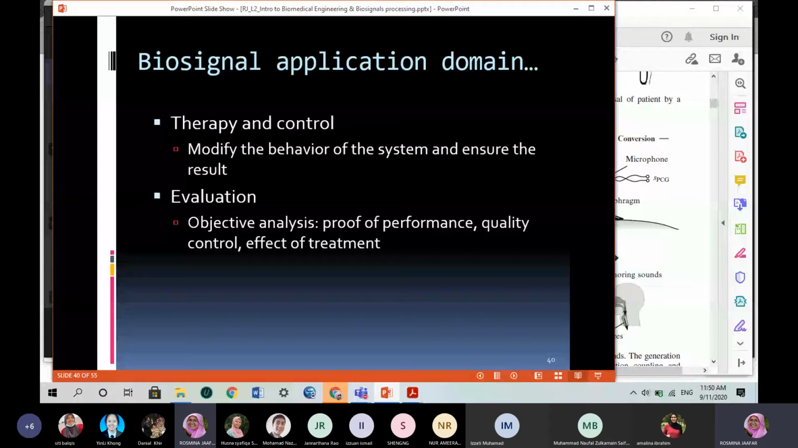Because sometimes after the person has been seeing the doctor, taking medication, you want to confirm the person is already healthy. So you need to do analysis of them as a proof of performance that the person is now healthy again, or at least better than the previous time when they just came to the hospital.